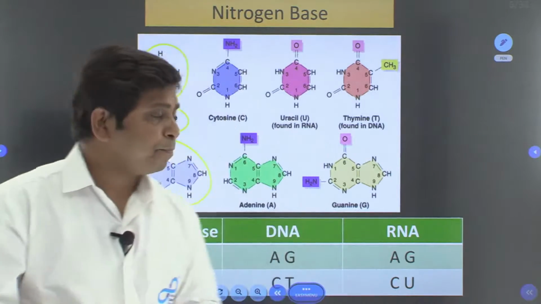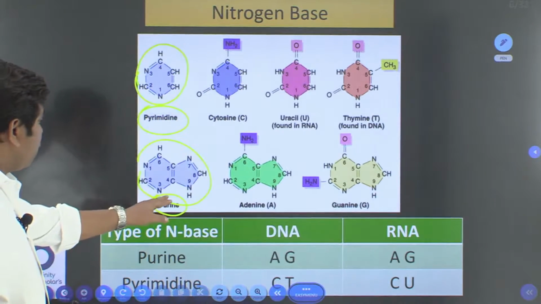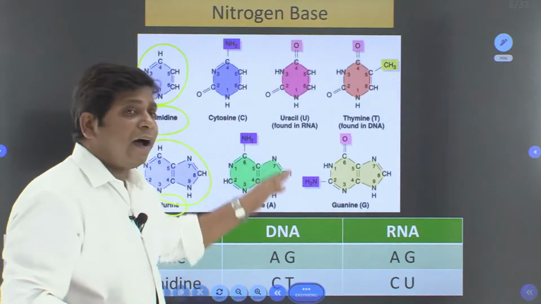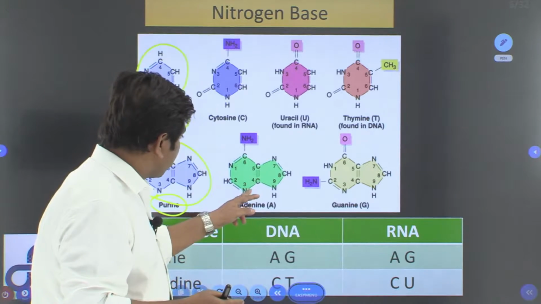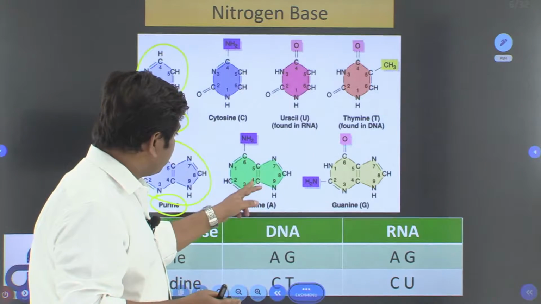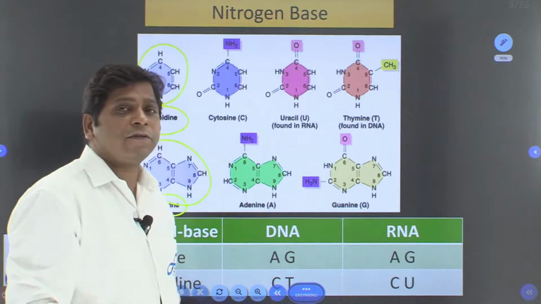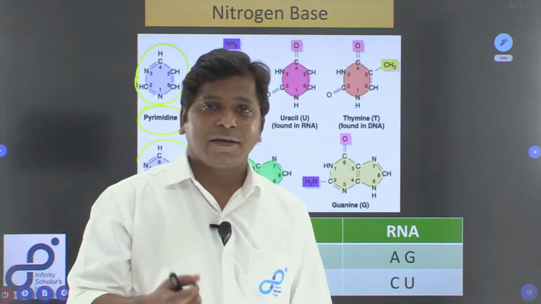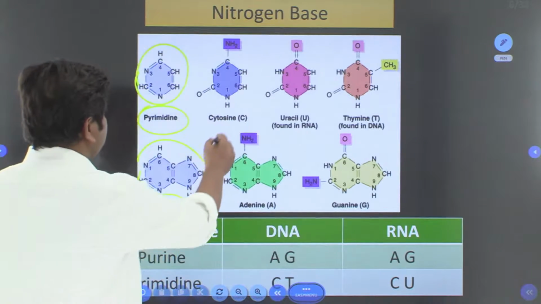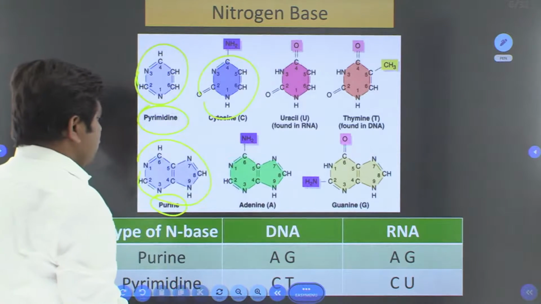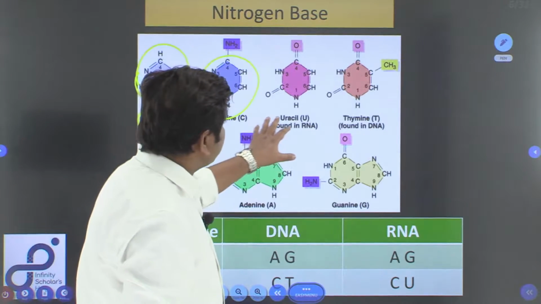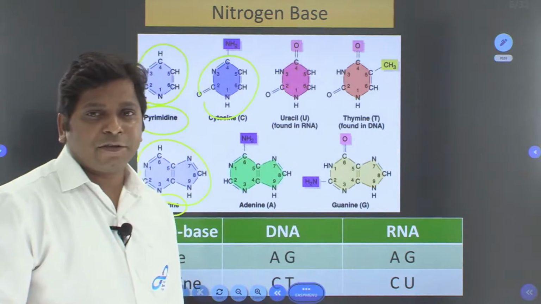And if you look at the purines, they have 2 heterocyclic rings, because there are 6 atoms here and 3 atoms over here. So, this is a heterocyclic ring. Whereas here it is only 1 ring.